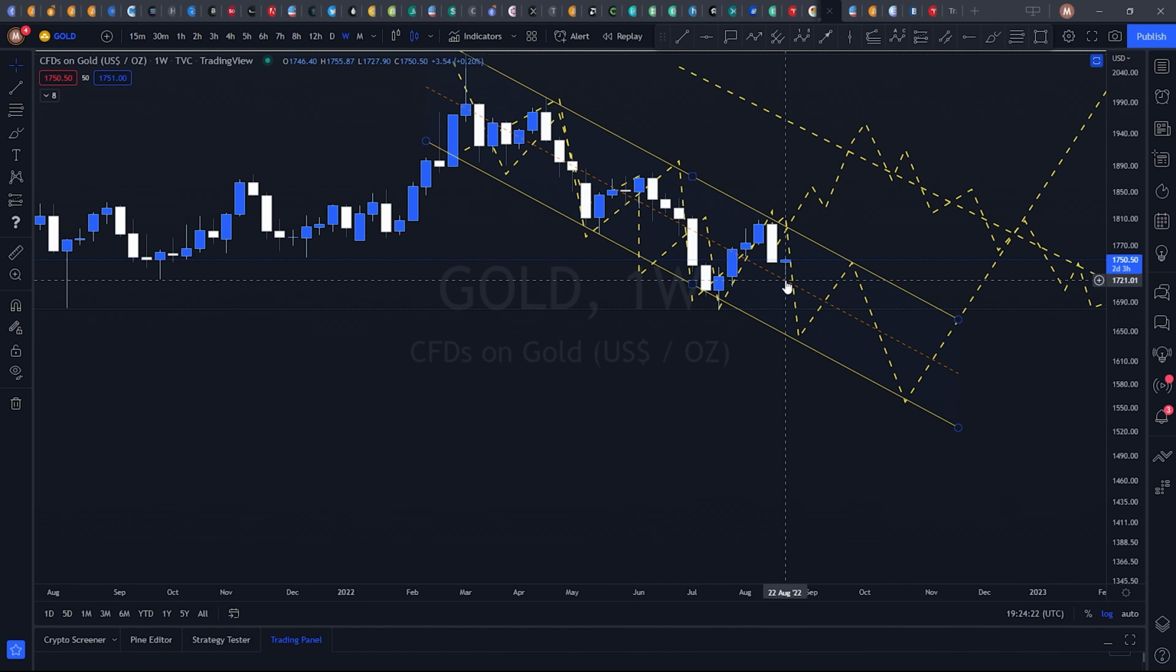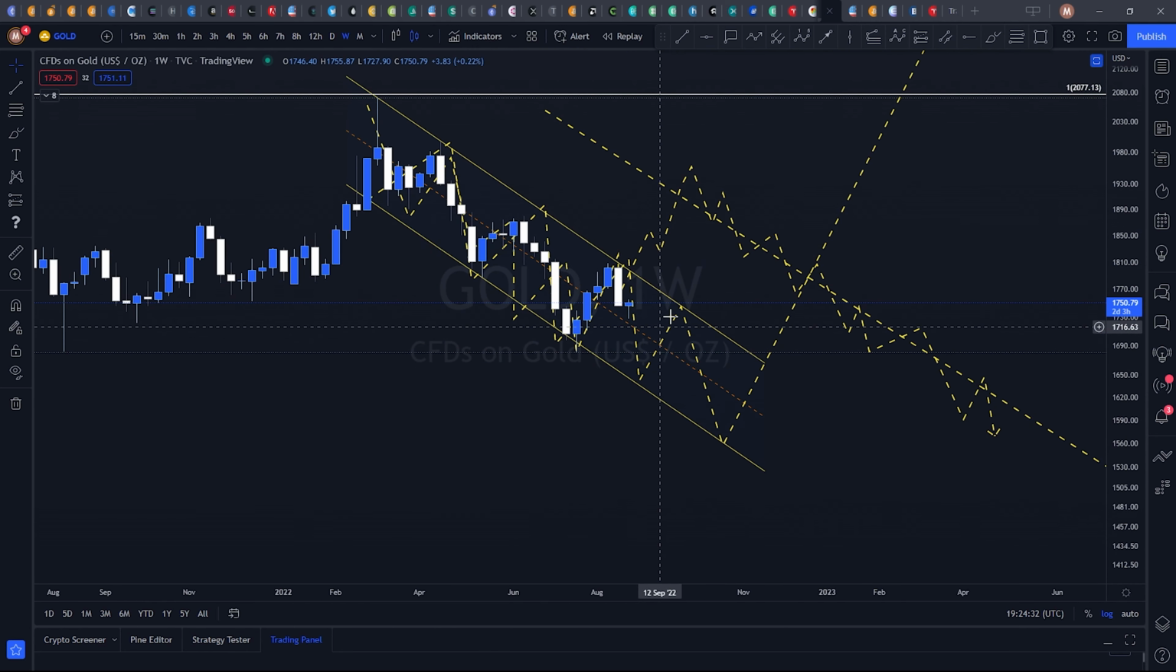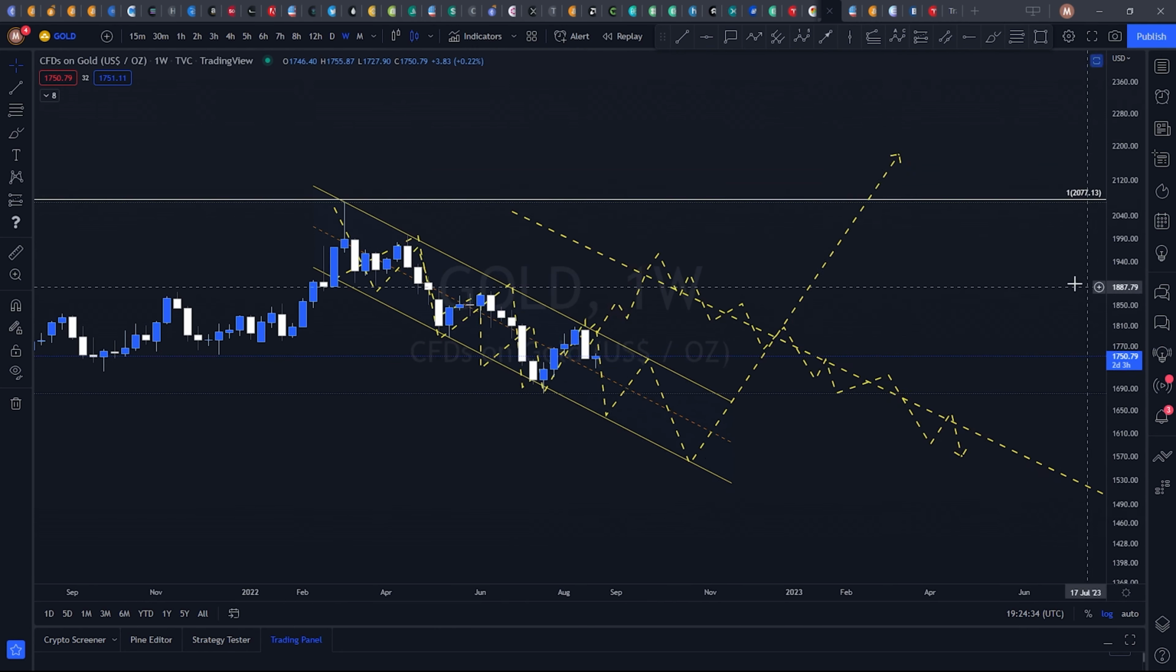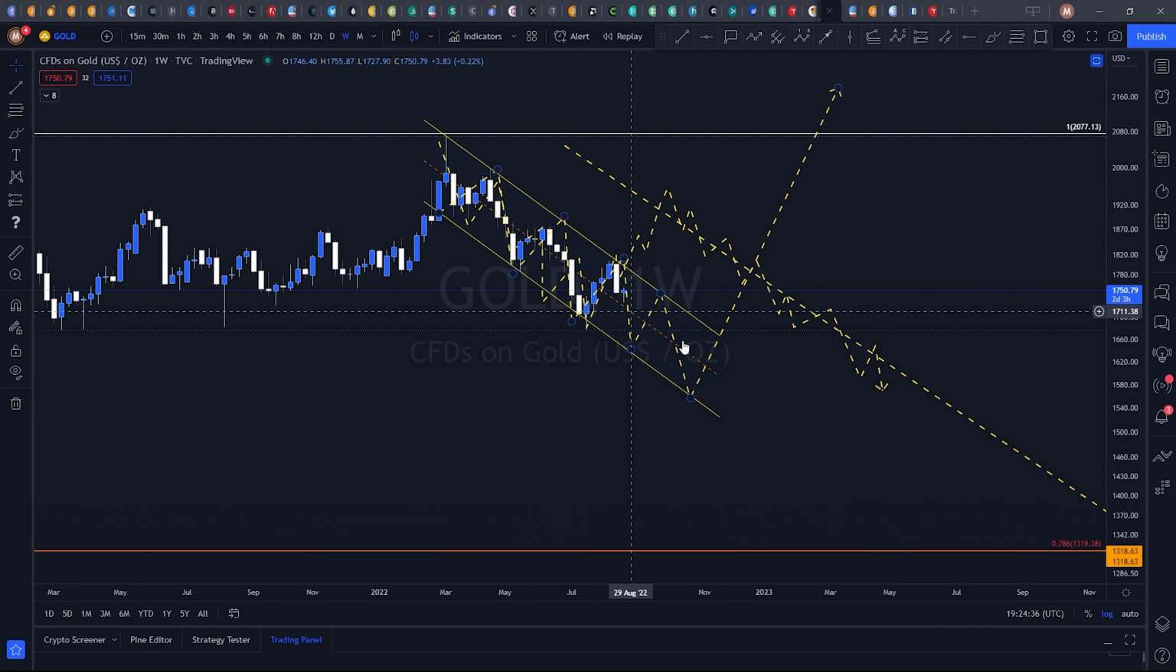Gold. Got a nice bounce here on gold, right on the center. We could see gold kind of hover at this top end. I want to see gold fall back to the bottom of the channel. I am expecting this to turn into a bullish breakout. This is a bull channel right here. Gold is in a bull channel.